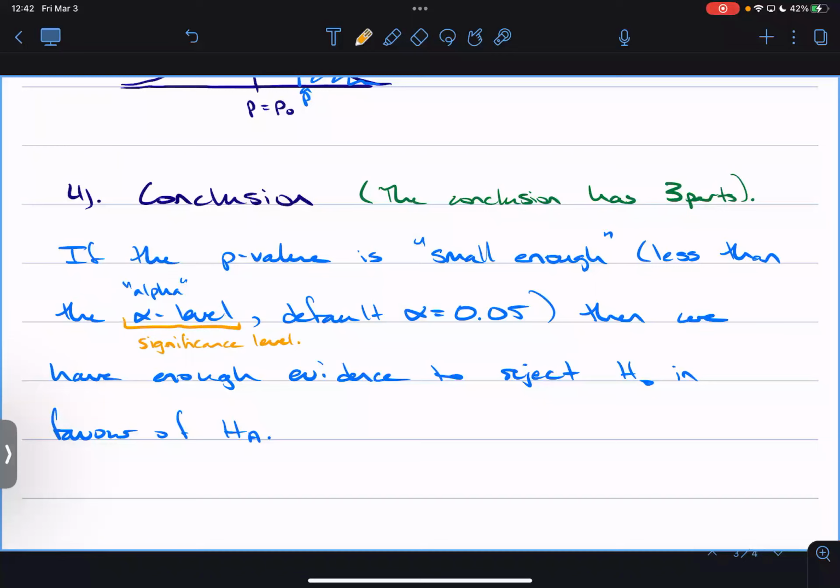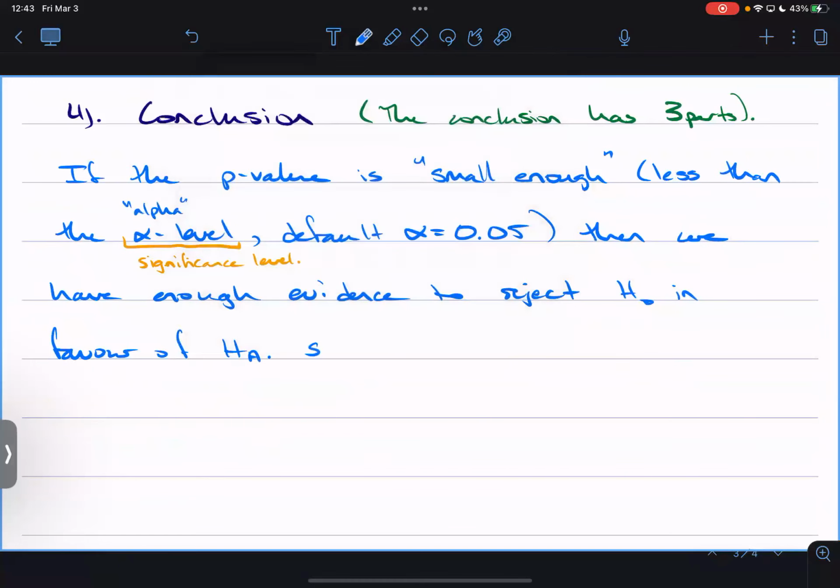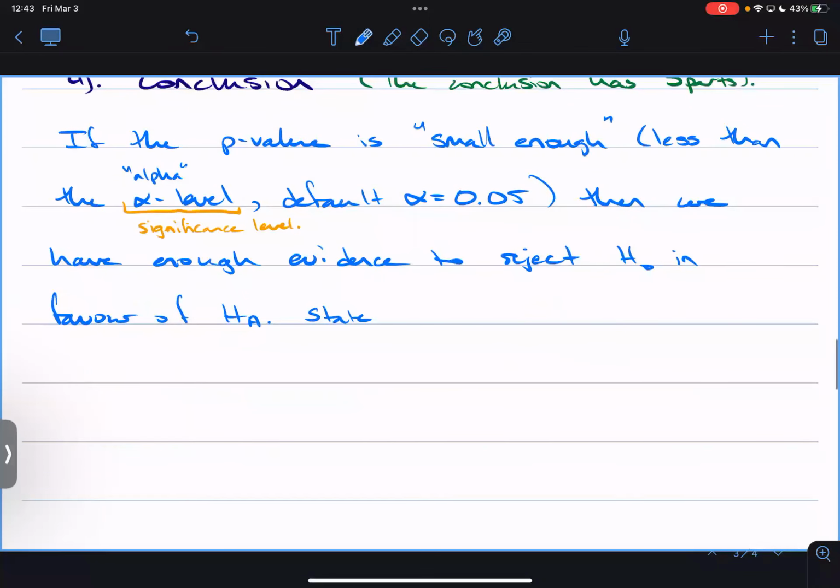So we have some borderline where, okay, if the p-value is smaller than this, then I can reject H naught. And in terms of your conclusion, these are the first two parts. But then, of course, if I'm able to reject H naught in favor of HA, that means something in terms of the question. So the last piece is to state the conclusion in terms of the question.